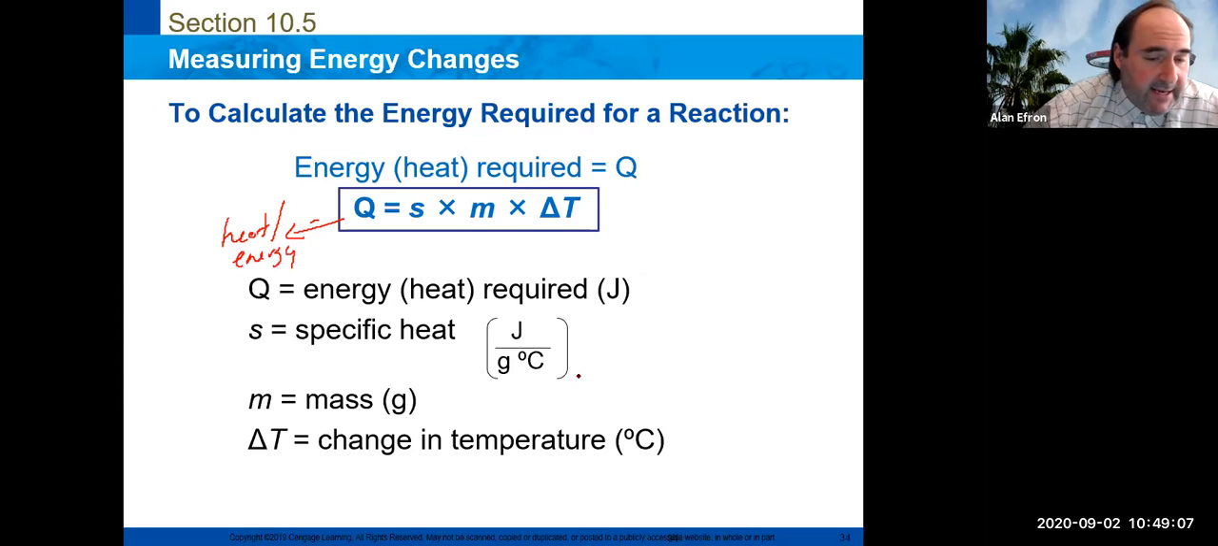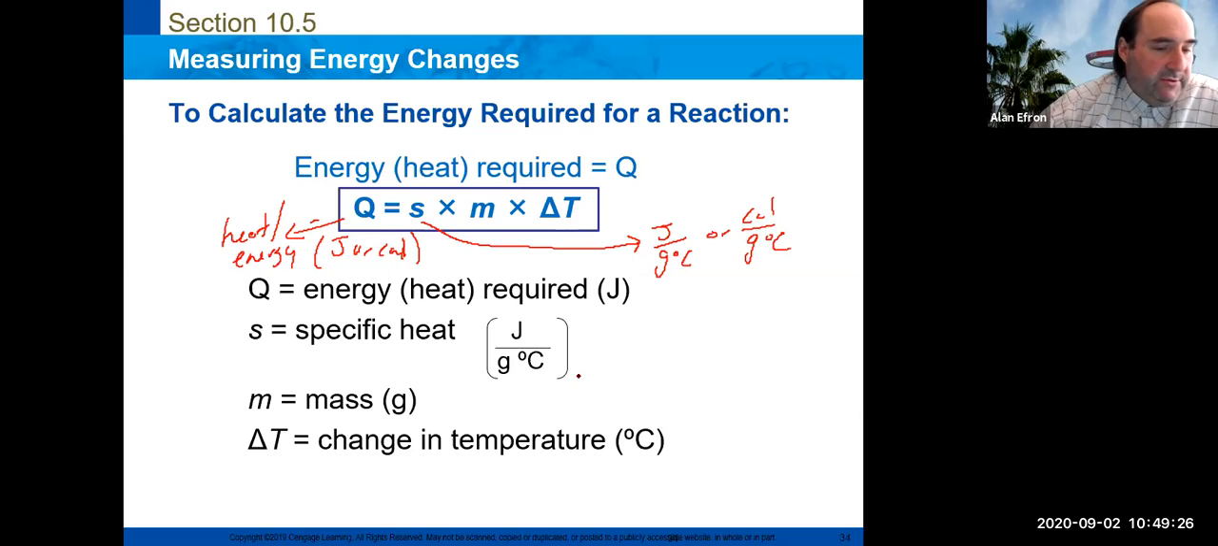And again, it has typically units of joules or calories, depending on sort of which one you're going with. S is our specific heat capacity, which we were just talking about, and it has units of either joules per gram per degree Celsius, or again, calories per gram per degree Celsius, depending on which one you want to choose. M is the mass, and it has units of grams, as you can see down there. And delta T is temperature.